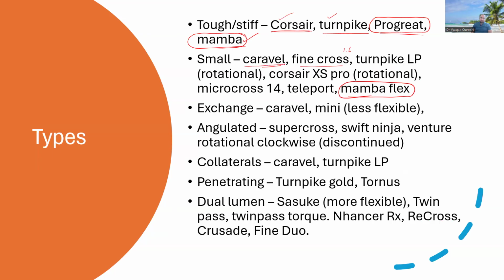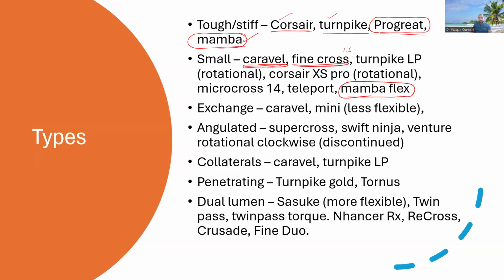The best out of these, which are softer and go through very tortuous vessels, are these two, Caravel and Fine Cross. Turnpike LP and Corsair Pro XS are really good because there's a little bit of stiffness and they have braids. So they also help a lot in tortuous vessels, but in very, very tortuous vessels, they may have an issue.